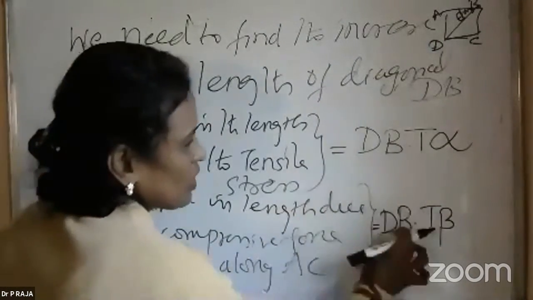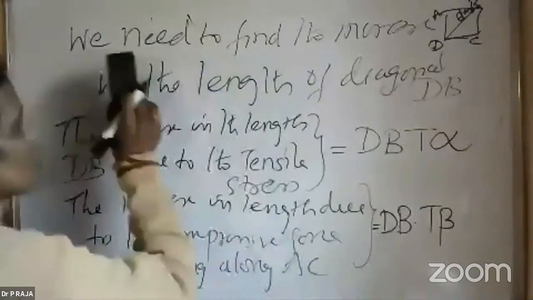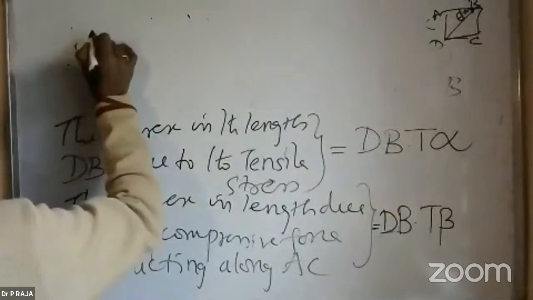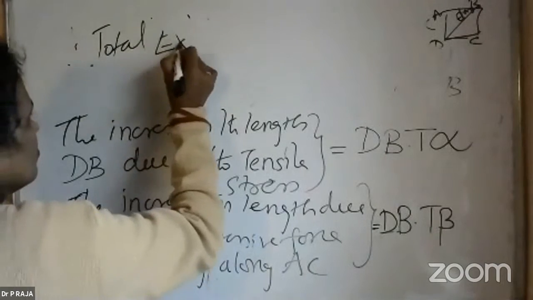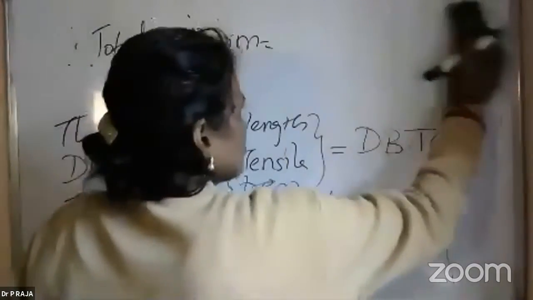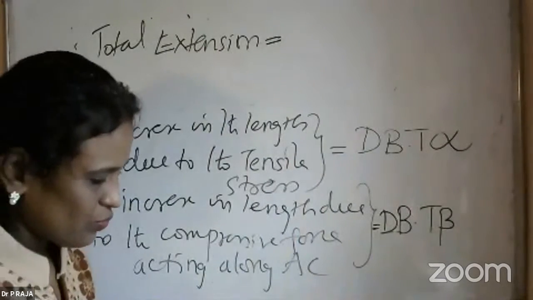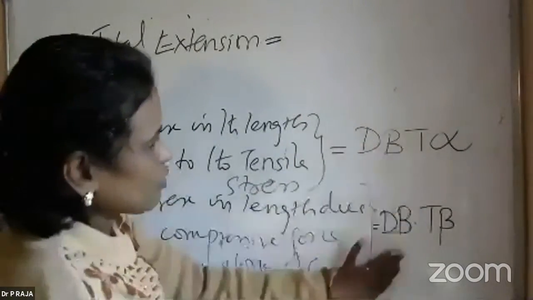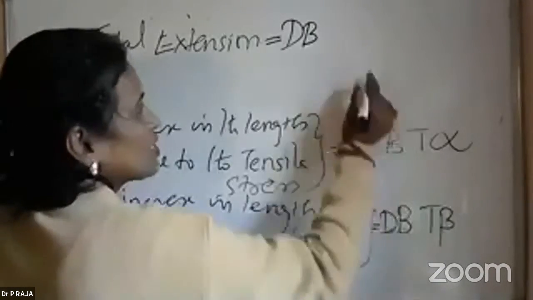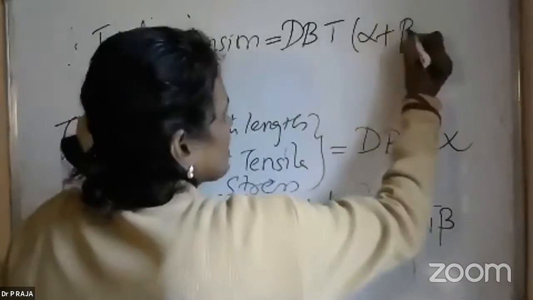Now these two factors have to be added for the total extension along dB. The total extension will be the addition of both the factors, isn't it? Both have to be added up. So adding up this equation and this equation, dB on both the sides is the same, T also the same, it will be alpha plus beta.